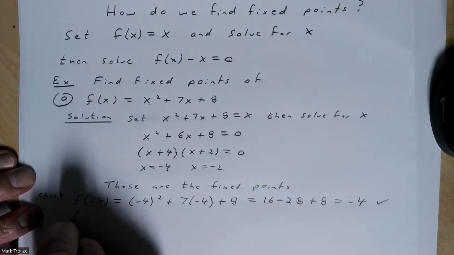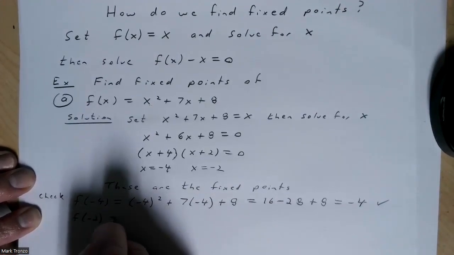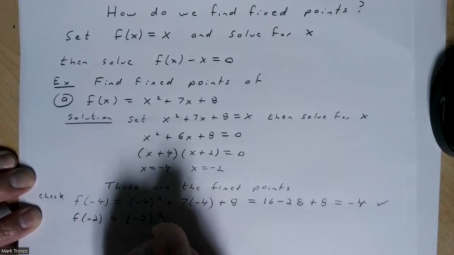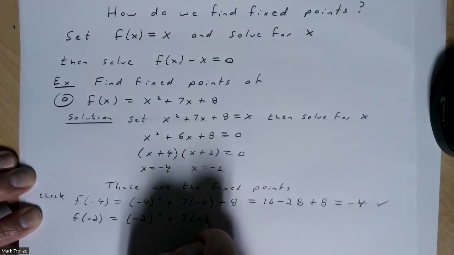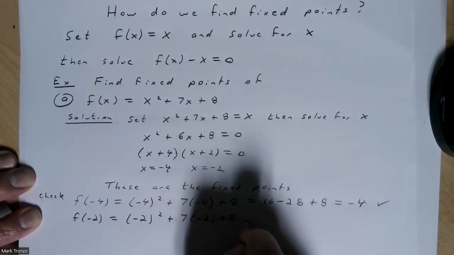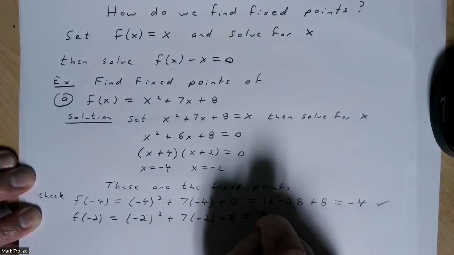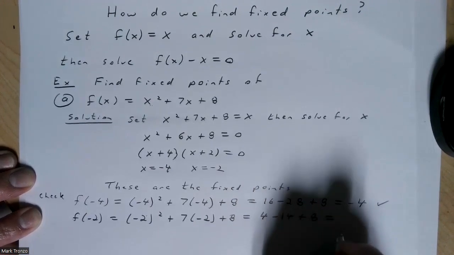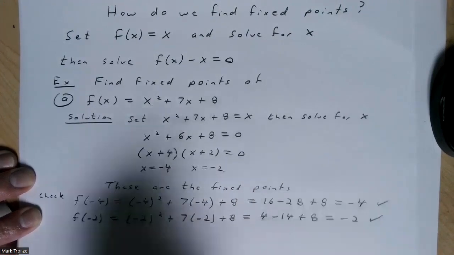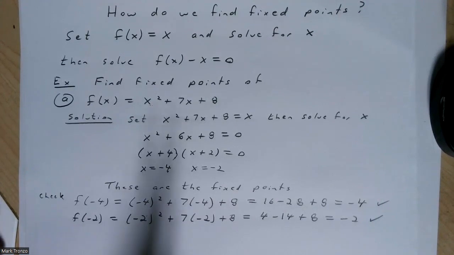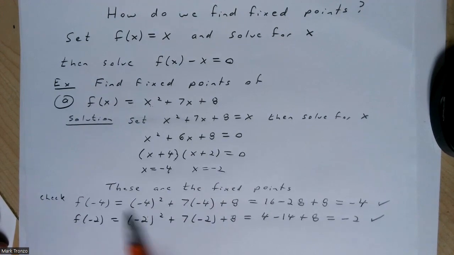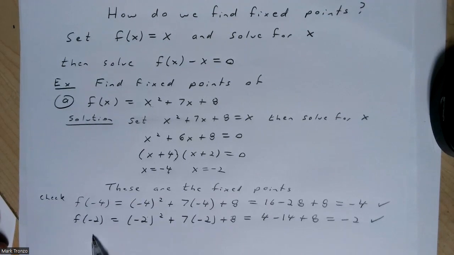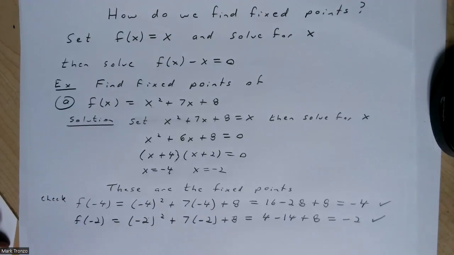And let's check the other one. Usually we won't do this, but let's just verify this. Put this in: 4 minus 14 plus 8 is minus 2. So those were correct. We calculated and found x equal minus 4, x equal minus 2 were fixed points, and we checked them. Put in minus 4, get minus 4 out. Put in minus 2, get minus 2 out.